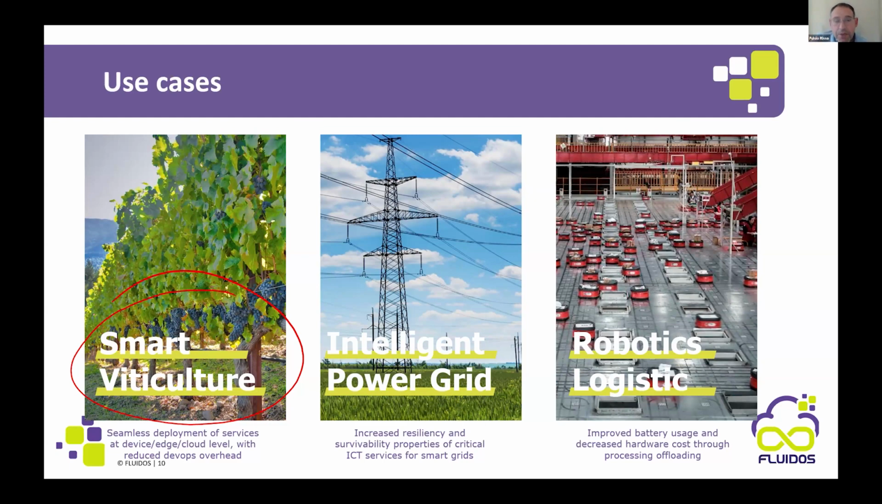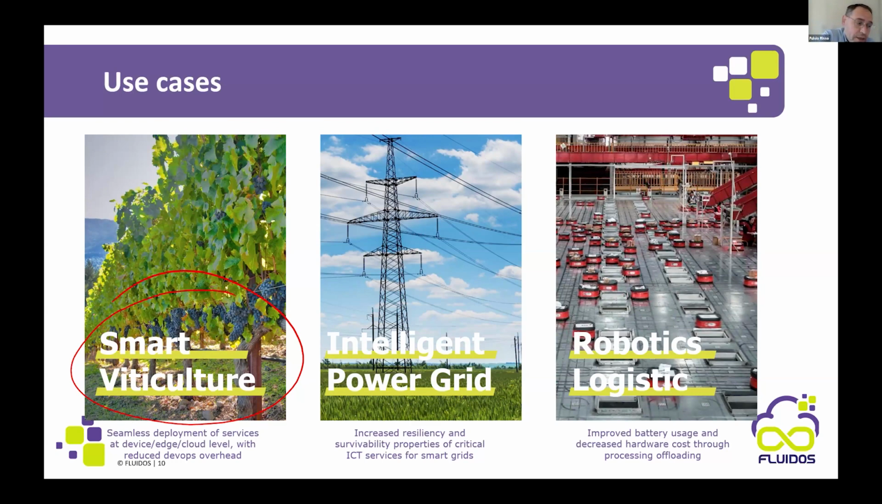And by the way, the piece of software may be running on different locations, also based on different conditions like network connectivity. So if the network doesn't work very well, it's probably better to move everything to the edge. If the network is okay, maybe some components are better deployed in the cloud. So this happens transparently with FLUIDOS, and our partner is actually validating this.